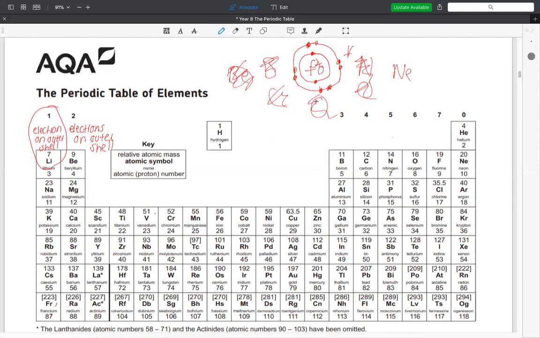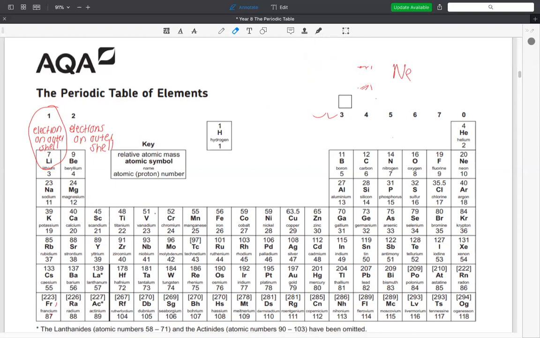So very simply, the group the element is in is telling us how many electrons are on the outer shell. So group 3 will have 3 electrons on the outer shell. Group 4 is going to have 4 electrons, etc., etc. And that is what the group number is telling us.